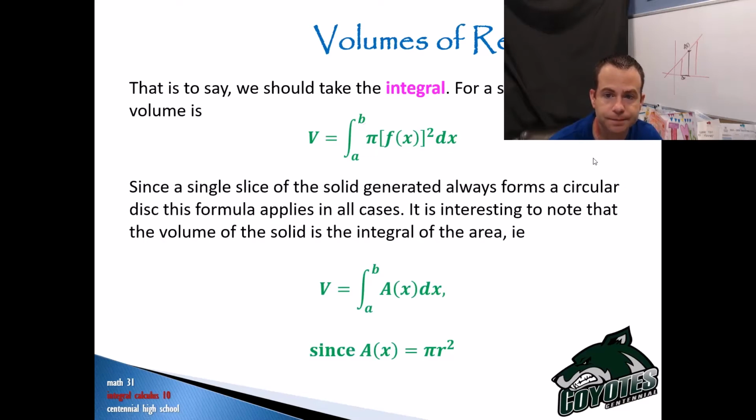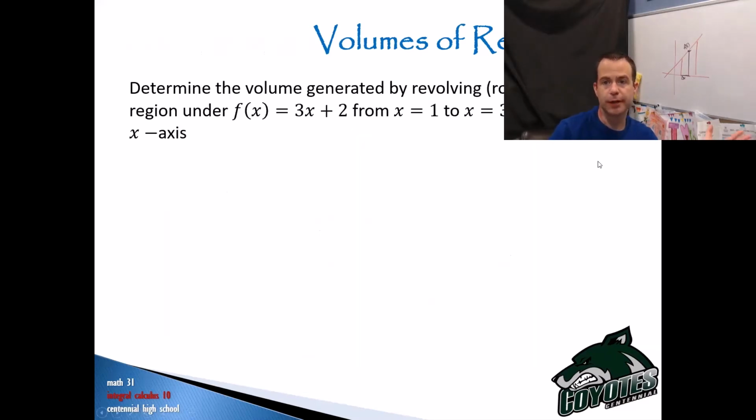Try a question. Determine the volume generated by revolving or rotating the region under f of x equals 3x squared plus 2 from 1 to 3 about the x-axis. So we're still with that trapezoid I showed you at the beginning. We're going to rotate it, and we're going to try and figure out the volume.